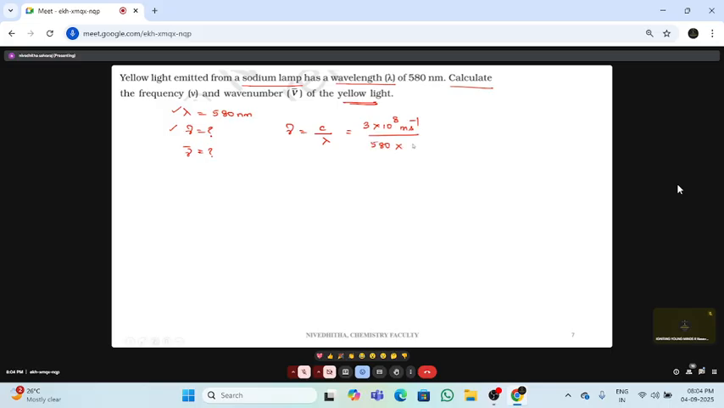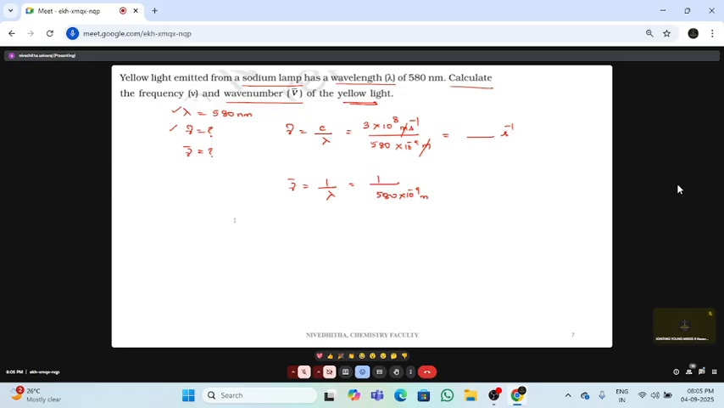What is the value of nano? 10 power minus 9, ma'am. Very good. It is 10 power minus 9 meter. So meter cancels. If you simplify this, you'll get the frequency. And we also have to calculate wave number, right? Wave number is nothing but the reciprocal of wavelength. So 1 by 580 into 10 power minus 9 meter. If you simplify this, you'll get the wave number also. 19.3 into 10 power 1, ma'am. Okay, Kana. Super.